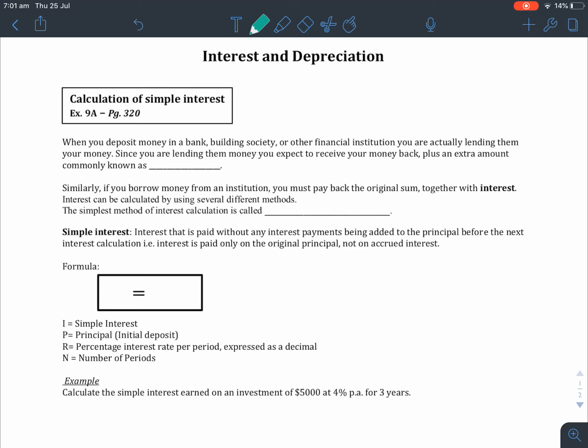When you deposit, that means when you put money into a bank, a building society, or another financial institution, you're actually lending them your money. Now, keep in mind that a bank is a business, and so their goal is to make money. Well, if you're lending them your money, then you would expect to receive your money back plus an extra amount commonly known as interest.